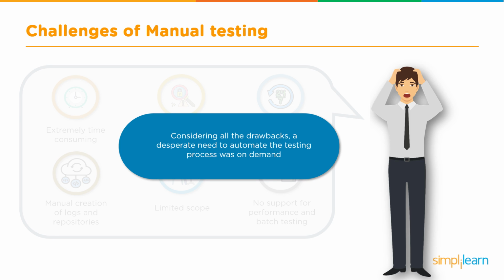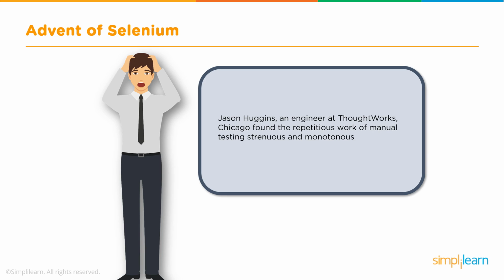So there are many tools available in the market today for automation. One such tool is Selenium. Advent of Selenium. Much before Selenium, there were various tools in the market like RFT and QTP, just to name a few popular ones. Selenium was introduced by a gentleman called Jason Huggins way back in 2004. He was an engineer at ThoughtWorks.